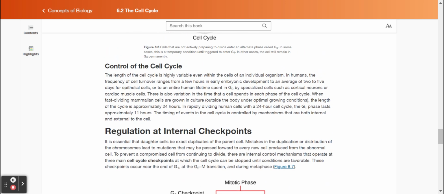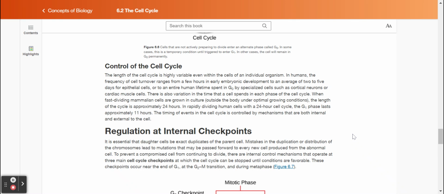Control of the cell cycle. The length of the cell cycle is highly variable, even within the cells of an individual organism. In humans, the frequency of cell turnover ranges from a few hours in early embryonic development to an average of 2 to 5 days for epithelial cells, or to an entire human lifetime spent in G0 by specialized cells such as cortical neurons or cardiac muscle cells.